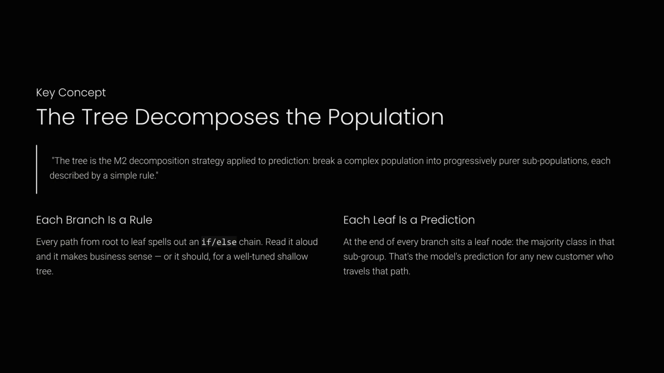In summary, a tree decomposes a population. Each branch represents a rule, turning the logic into an understandable series of if-else statements, and every final leaf represents a prediction based on the majority class of that specific subgroup.